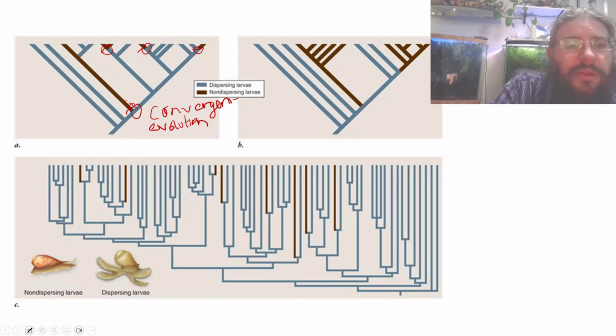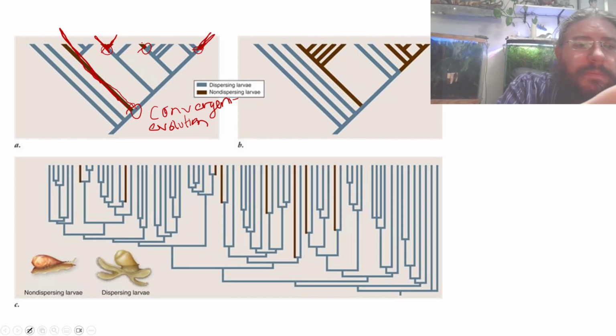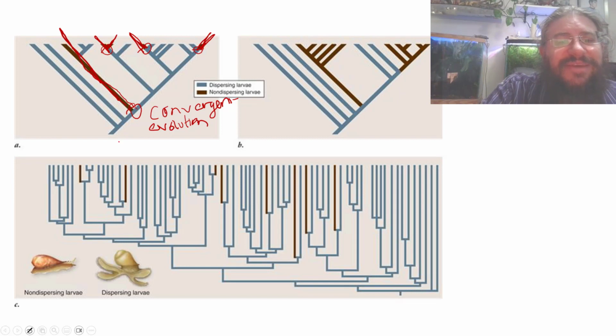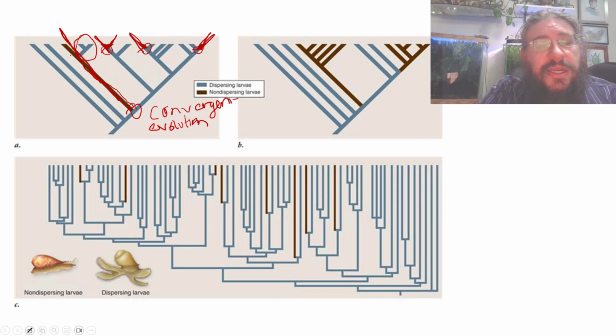So in brown, this is non-dispersing. Here's non-dispersing, here's non-dispersing. Boom, boom. So multiple different marine snail clades evolve non-dispersing larvae independently of one another. And indeed, we can see occasionally we have a secondary loss of non-dispersal.